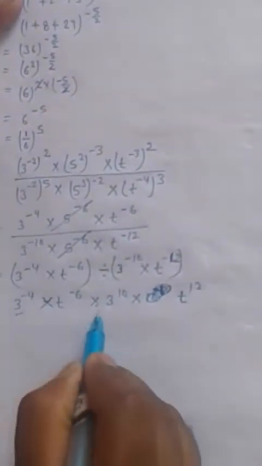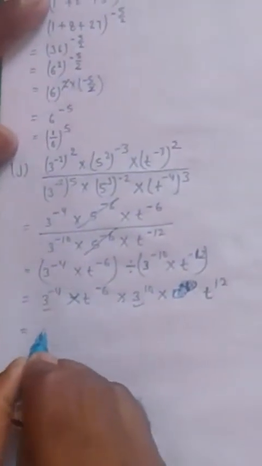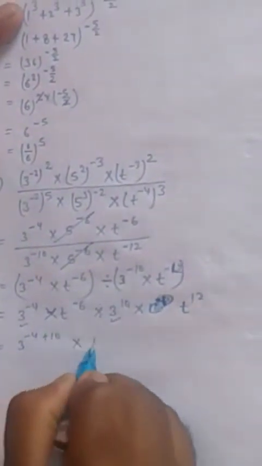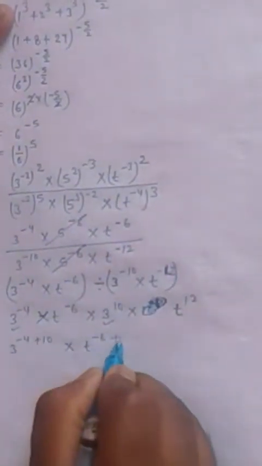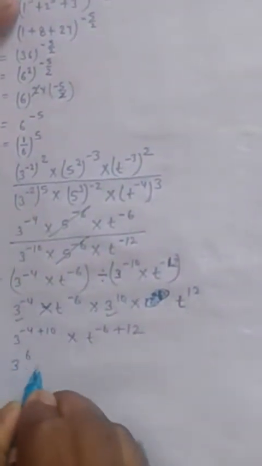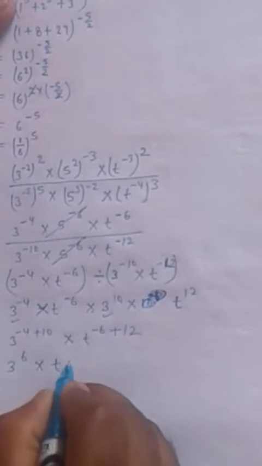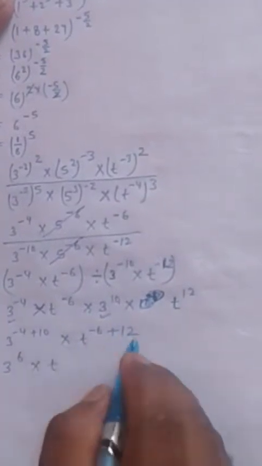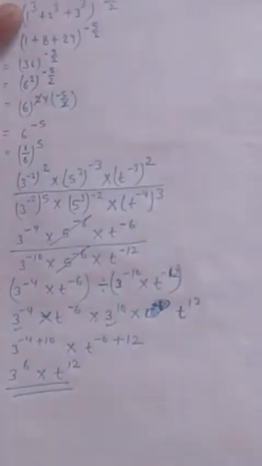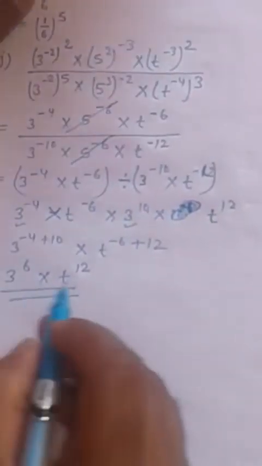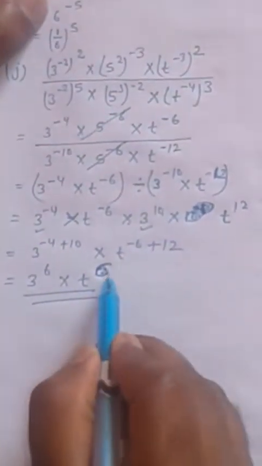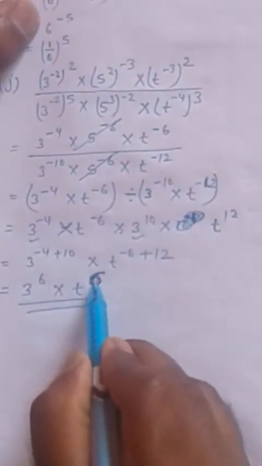Now these have the same base, so what will we do? 3 to the power minus 4 plus 10. Similarly, t to the power minus 6 plus 12. What will happen here? It will be 3 to the power 6 into t to the power 6. This is your answer. Here when we add minus 6 and 12, it will be t to the power 6.